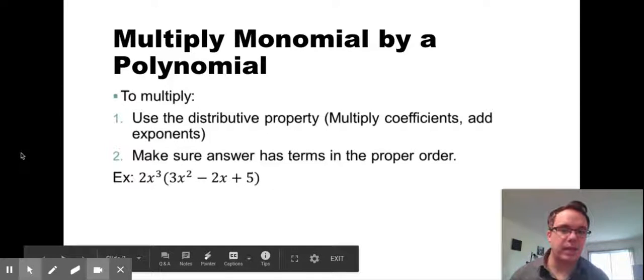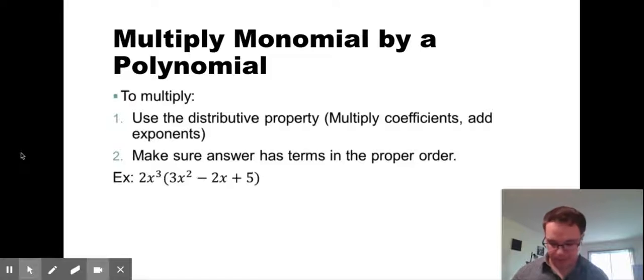Before we do the box method, we are going to talk about what happens if you just need to distribute. So I'm going to pause here so you can write this in your notes. Pause the video, and when you're ready, hit play again.